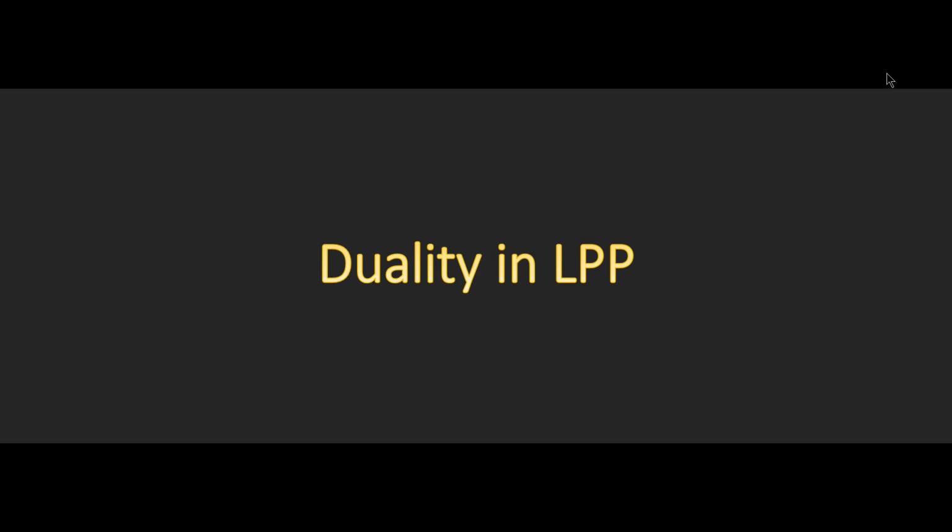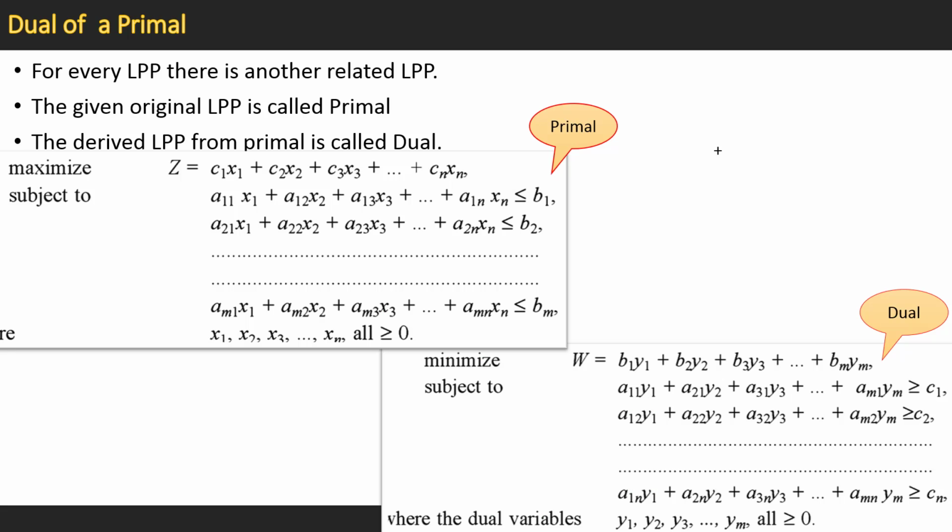So in this class, I'll be talking about duality in linear programming problems, which was left when I was talking about linear programming problems. Okay. So what is duality? For every linear programming problem, there is another related linear programming problem. You can derive another linear programming problem. The original linear programming problem will be known as the primal problem, and the derived one will be known as the dual.